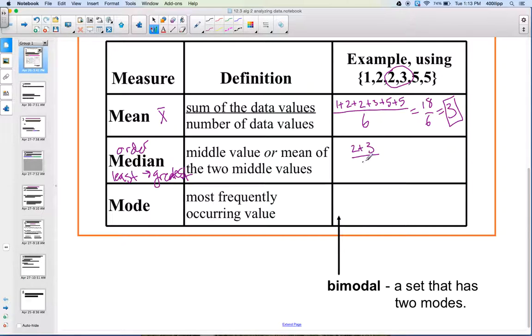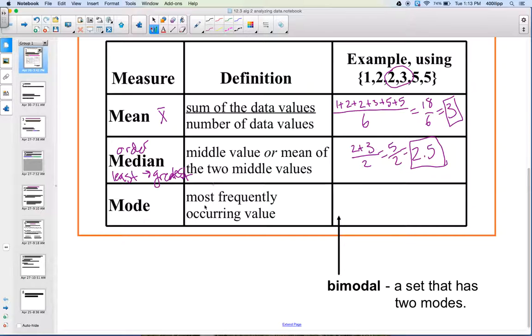So you would add them and divide by 2. 2 plus 3 is 5 over 2 is 2.5. Some of us can just use some mental math here and say the middle of 2 and 3 is 2.5. So if you can do mental math for this, go for it.